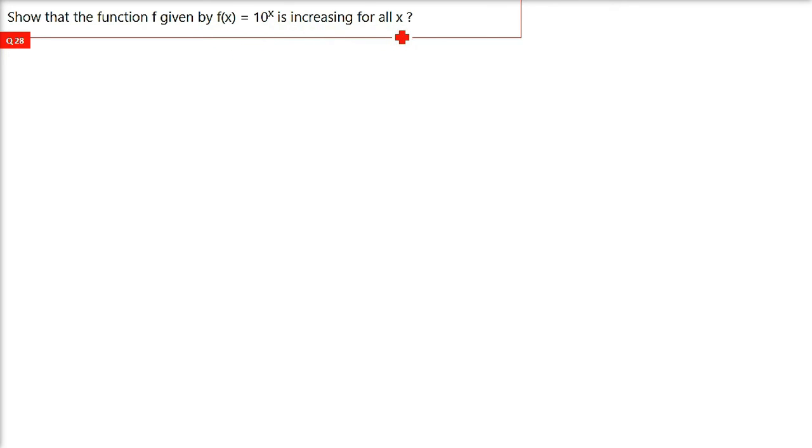Now this 10 raised x is a very straightforward question, because if you know the differentiation of 10 raised x, that I'm sure you are already knowing it. So a raised x differentiation will be a raised x log a, and here a is 10, so it will be 10 raised x log 10.